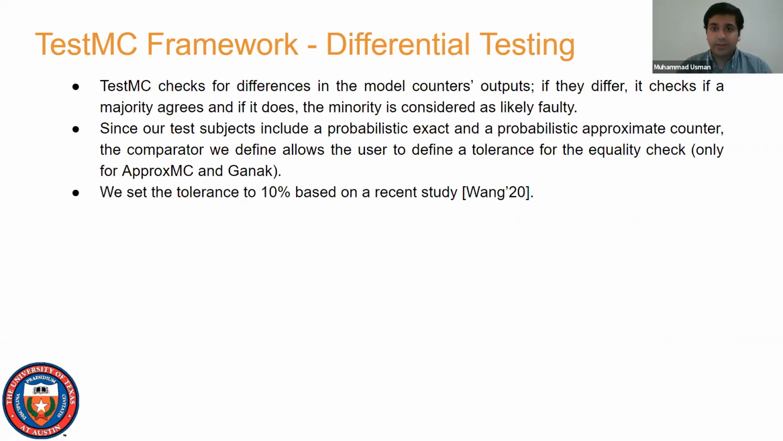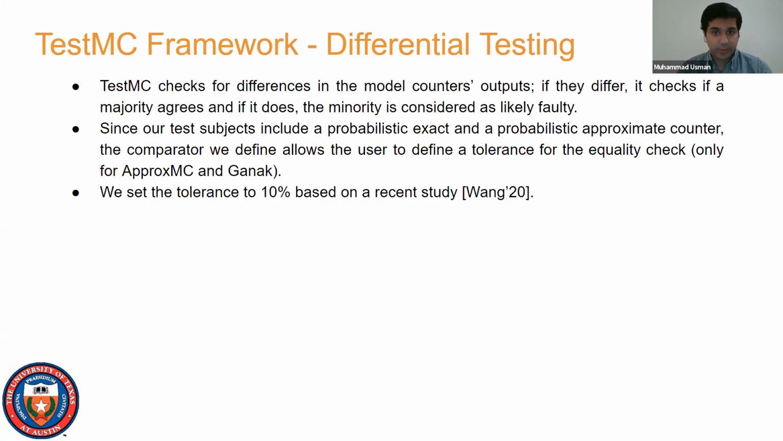Coming to the differential testing module, what we do is run each model counter on each of the input formulas, and then we compare their outputs with each other. We have 4 subject model counters. If one of them gives a model count which is quite different from the other 3, we consider that a likely fault.